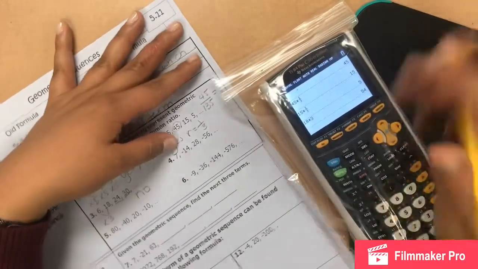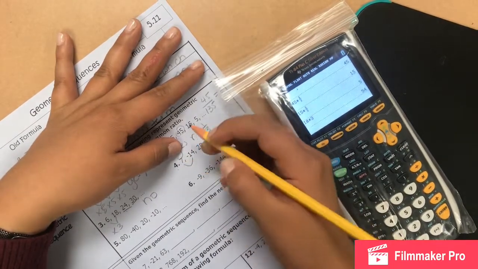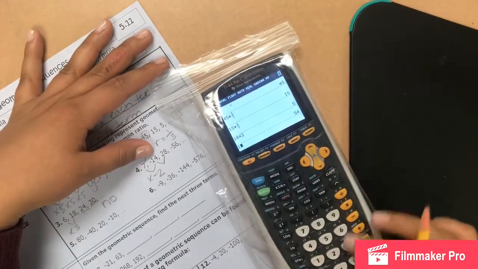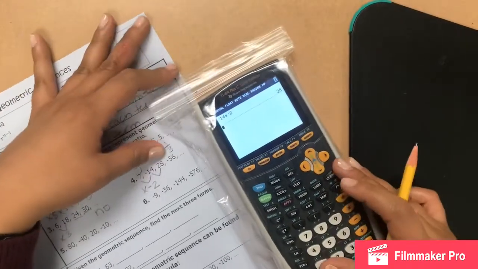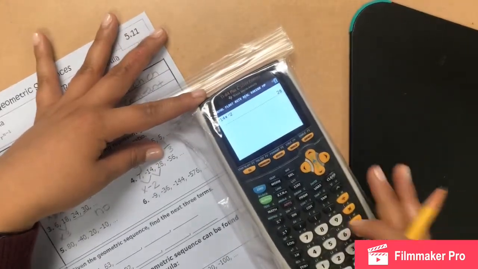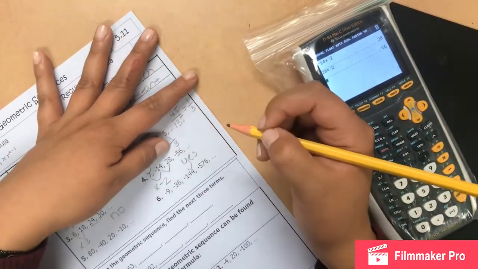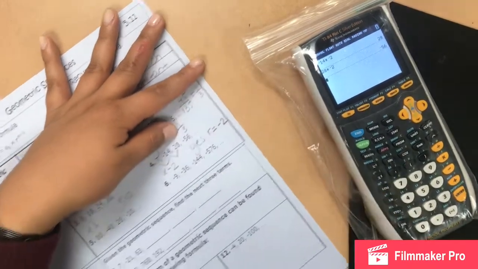Number 4, am I multiplying by the same thing? Well, to get from 7 to negative 14, I would multiply by negative 2. So let's see if I multiply by negative 2 each time. Negative 14 times negative 2 is 28, and then 28 times negative 2 is negative 56. So yes, this is a geometric sequence, and my common ratio would be negative 2.